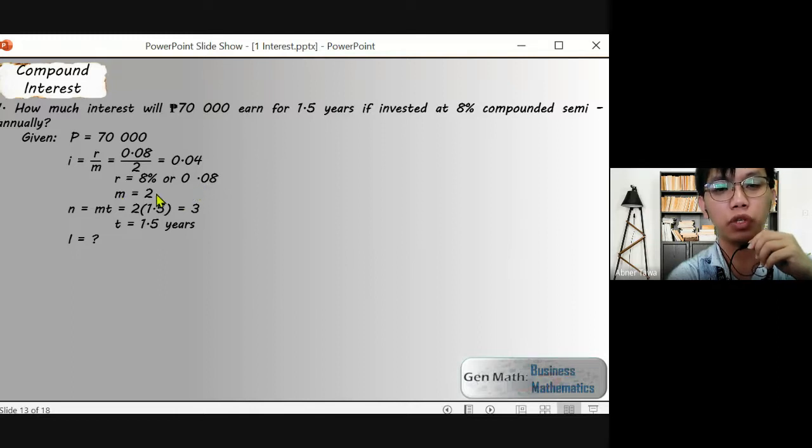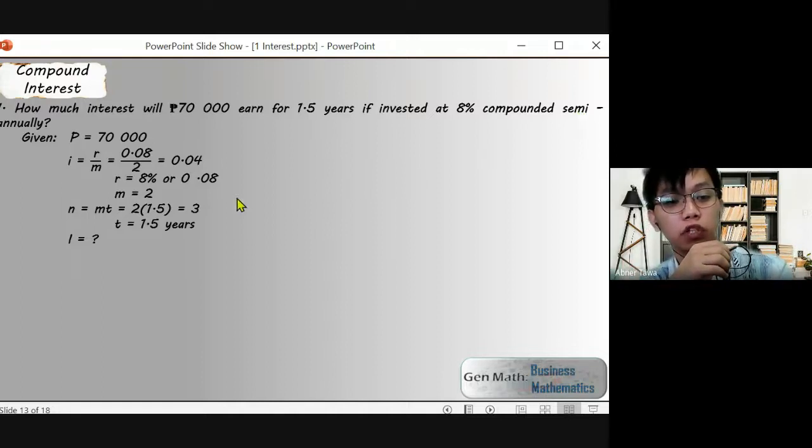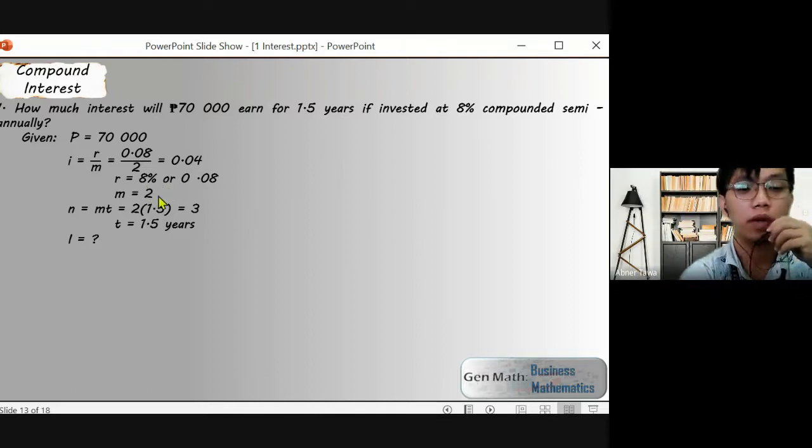And then the conversion period, or the value of M, will be 2, kasi sabi dito that is compounded semi-annually. And for semi-annually, the value of M will be 2. So semi-annually, that is every 6 months. Ilan ba ang 6 months na meron sa isang taon? That is, there are two 6 months. Yan. So ang value ng M natin is 2. And then we're just going to substitute yung value ng R and M sa formula ng I. That is 0.08 divided by 2, which is equals to 0.04. So ang value ng I natin ngayon is 0.04. And then, we have already solved the value of I.